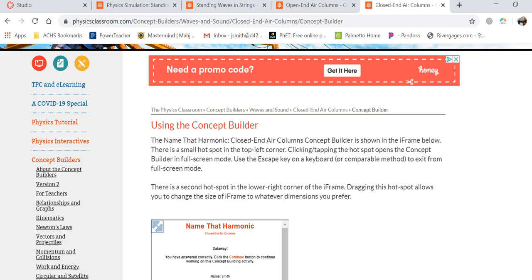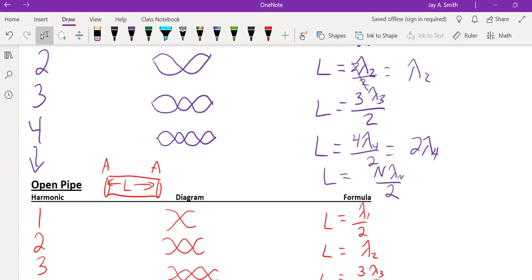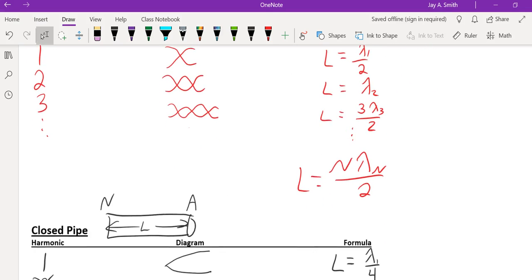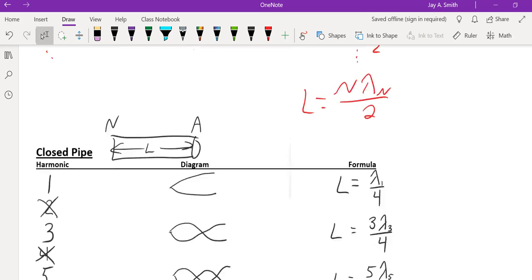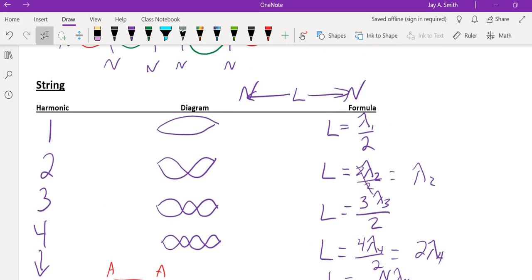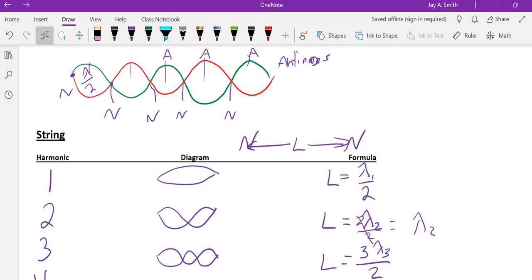Okay. So I hope this helps you. The key is to have the diagram. I'll leave the diagram here on OneNote. You want to see the pattern, and then of course we'll be using the wave equation with this to solve some of the problems. So I've done some sample problems for you. Should be ready to go.